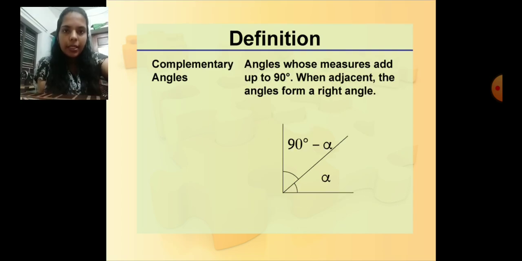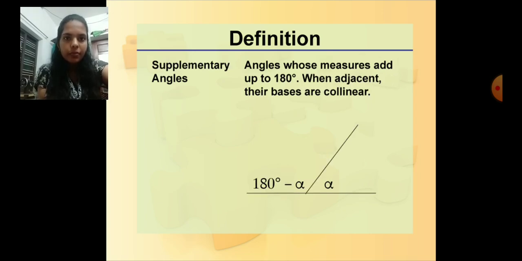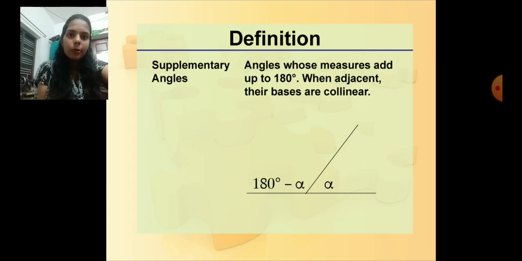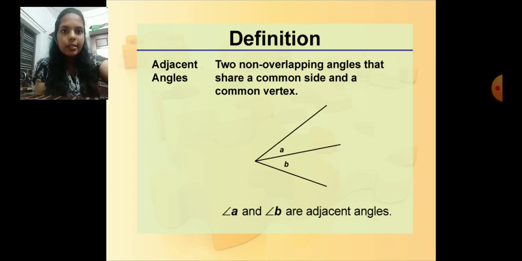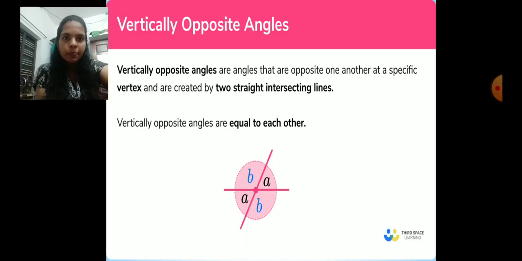Complementary angles are angles whose measures add up to 90 degrees. When adjacent, the angles form a right angle. Supplementary angles are angles whose measures add up to 180 degrees. When adjacent, their bases are collinear. Adjacent angles are two non-overlapping angles that share a common side and a common vertex. A linear pair of angles is formed when two adjacent angles share a common side and the non-common sides form a straight line. The sum of the measures of a linear pair of angles is always 180 degrees.